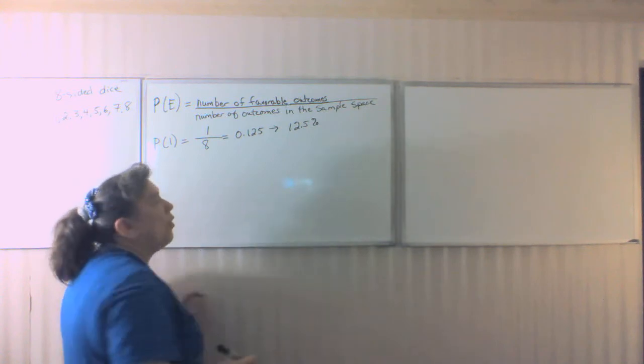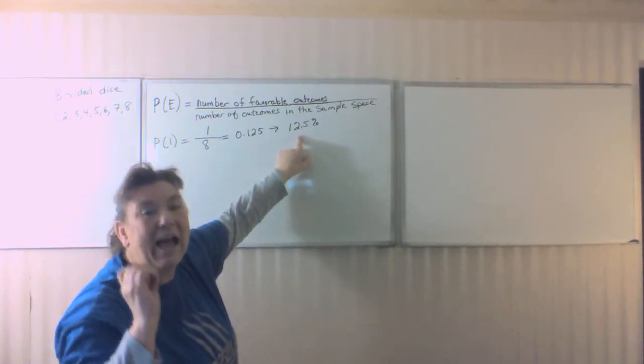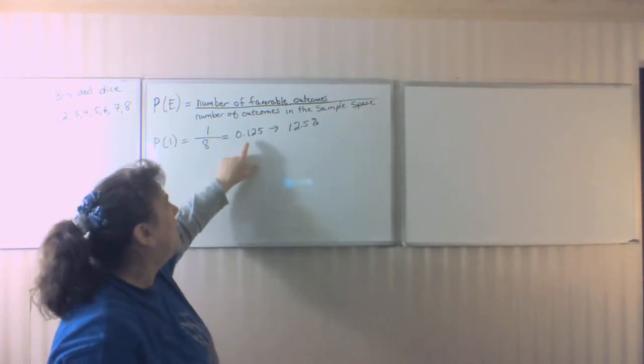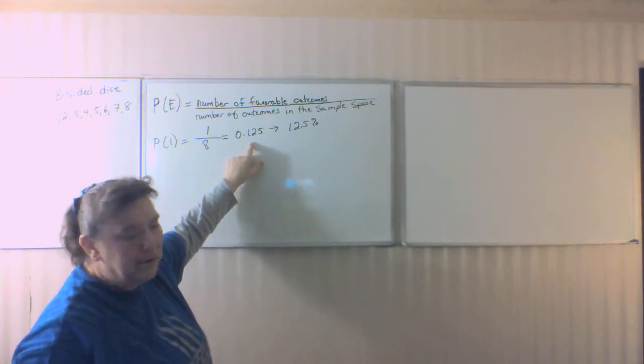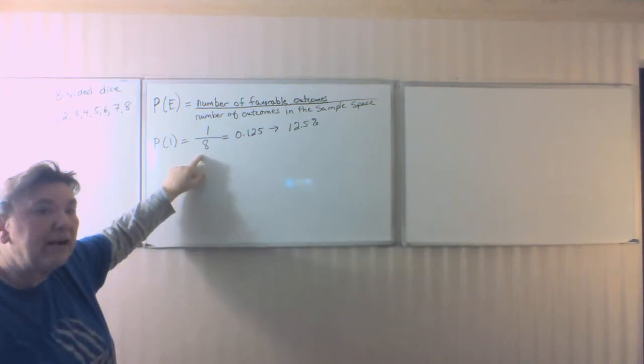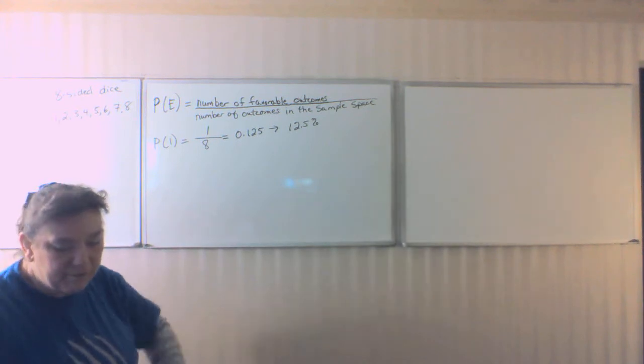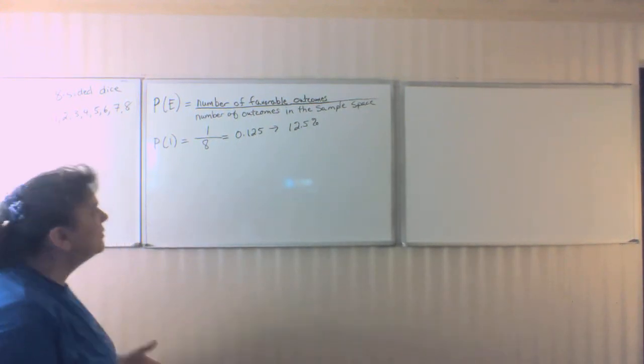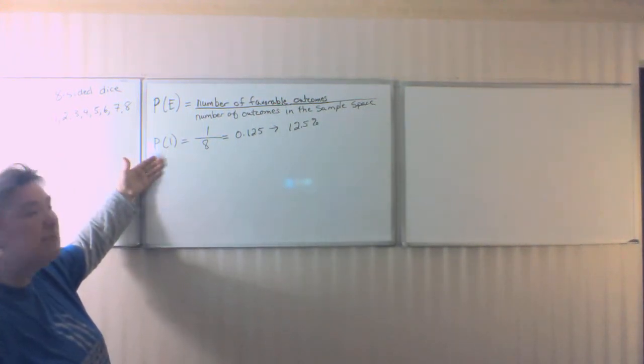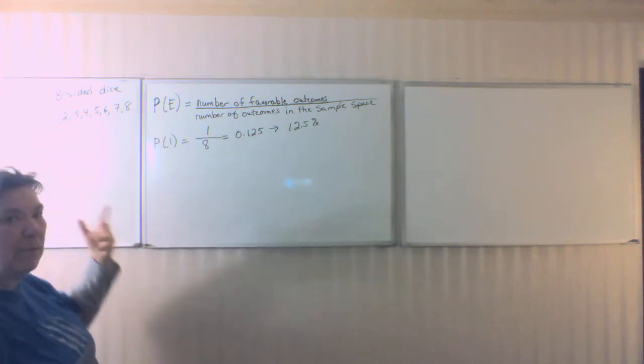12.5%. You only go to percent if they ask for the percent. Otherwise, you leave it in a decimal. Sometimes they'll ask for the fraction, so read your problem carefully. Okay, so that is a very simple example of how to figure probability.